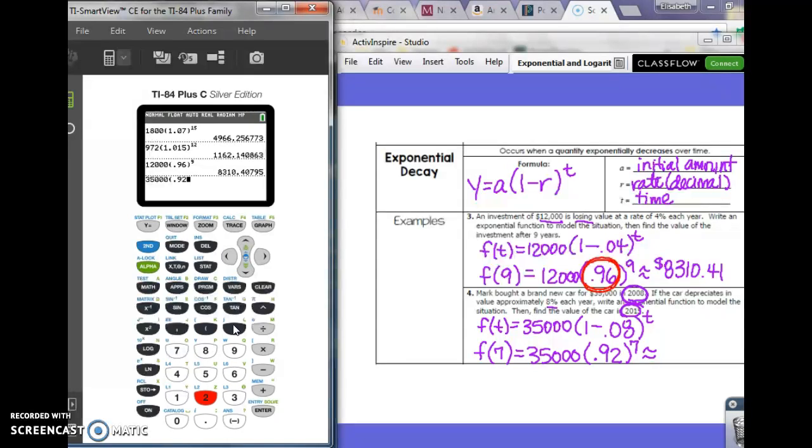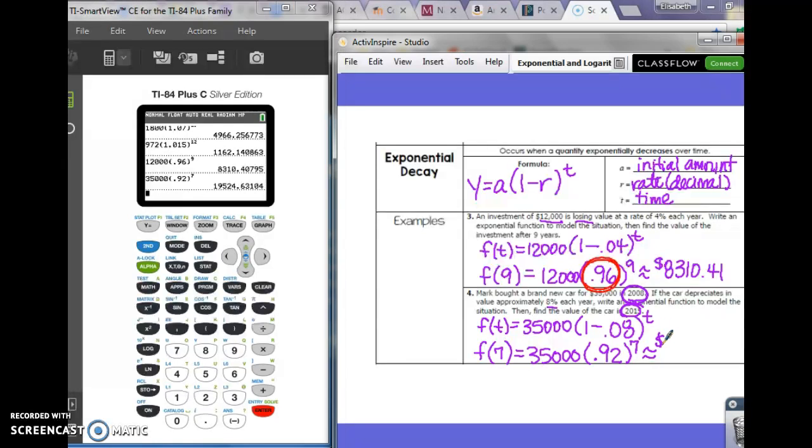And just as the other 3 examples, plugging my information into my calculator, I'm going to round to 2 decimal places. Again, we're talking about money, the value of the car, and that car 7 years later is worth $19,524.63.